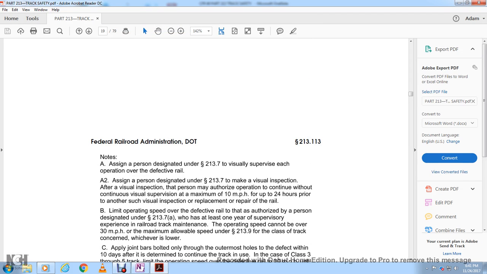Alright, notes. A. Assign a person designated under 213.7 to visually supervise each operation over the defective rail. Any person designated under 213.7 may visually inspect the rail and may authorize operation to continue with continuous supervision at 10 miles an hour for up to 24 hours, until another visual inspection or replacement of the rail.